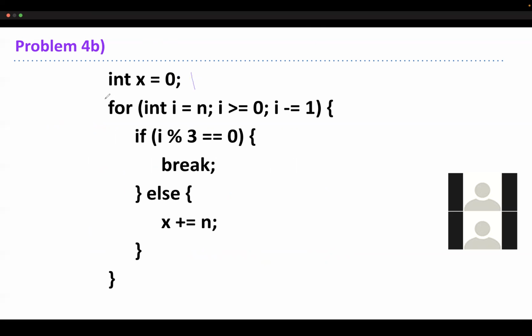This is going to run n times, question mark. And it looks like if I mod 3 is equal to 0, we break. So this is kind of weird. All right, what are we thinking? What do y'all think the runtime for this algorithm is?